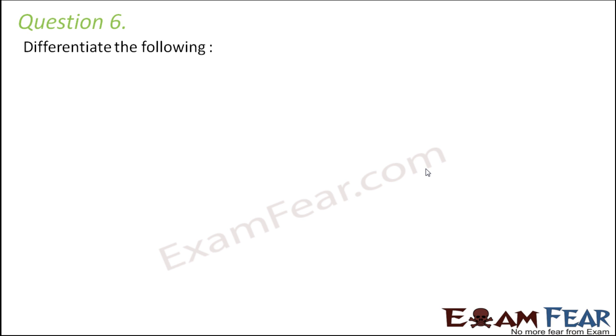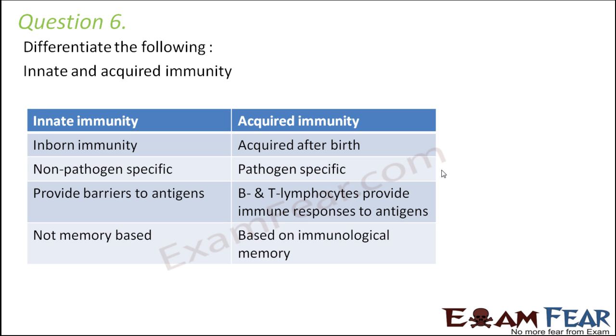Question number 6. Differentiate between the following: innate and acquired immunity. Now, as I said, innate immunity is inborn immunity which is present at the time of birth. Acquired immunity is acquired after birth. Innate immunity is non-pathogen specific. For example, when a child is born, the child also has an immune system developed inside which can protect it from any sort of foreign substances entering inside its body.